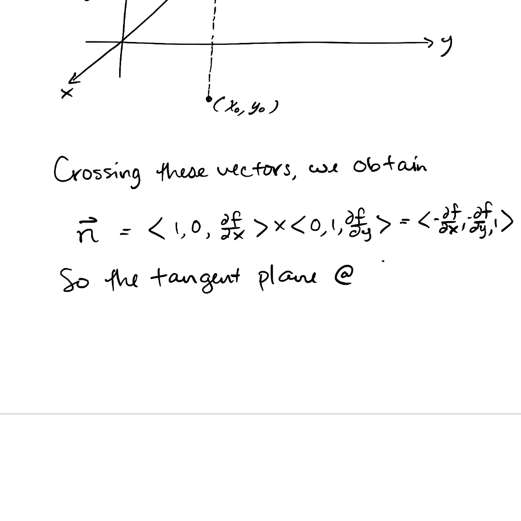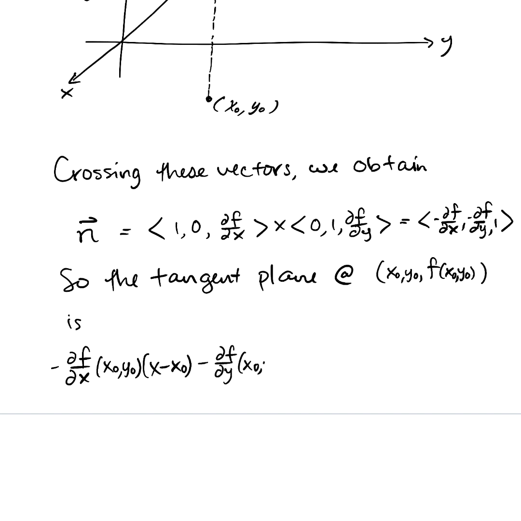So the tangent plane at the point x naught, y naught, f of x naught, y naught is none other than, well, its first coordinate of the normal vector times x minus x naught, plus the second coordinate, note that it's negative, of the normal vector times y minus y naught, plus the third coordinate of the normal vector, just a 1, times z minus f of x naught, y naught.